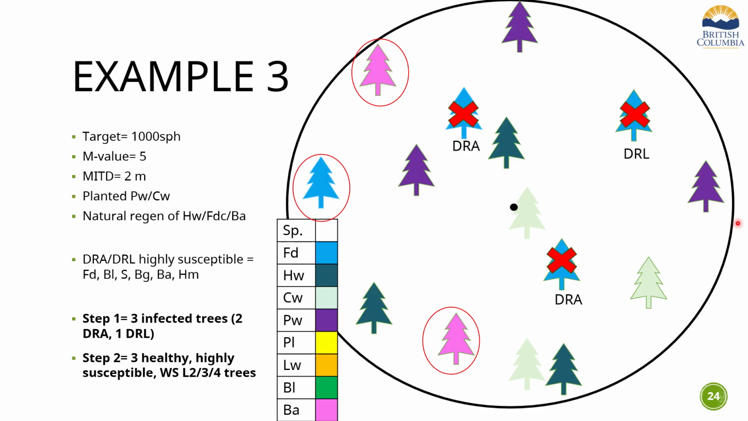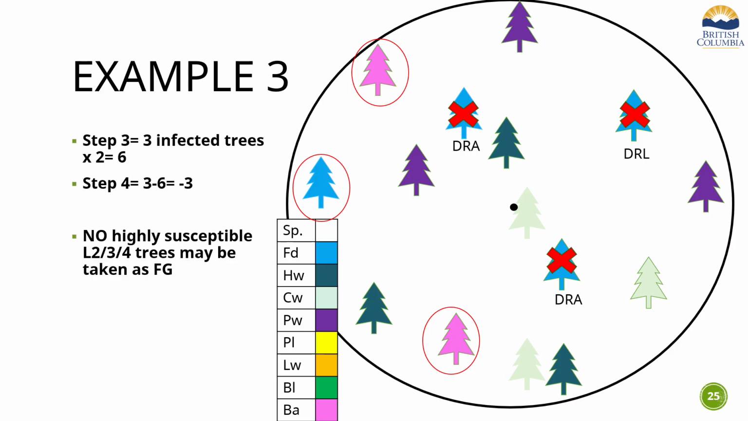Now, in this plot, the only highly susceptible species are Douglas fir and amabilis fir. We have 1 healthy Douglas fir here, and then there's 2 healthy amabilis firs. They're all adequately spaced from each other, so in total, we have 3 healthy, highly susceptible, well-spaced trees.